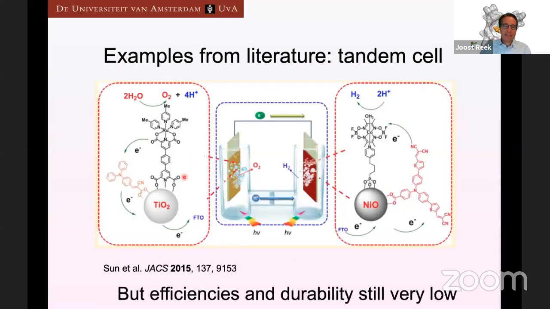And in a second example, again, a ruthenium catalyst and now an organic dye are co-immobilized on titanium dioxide, and on nickel oxide, the other electrode, cobalt again, and again, an organic dye. So these are proofs of principle, but the efficiencies and durability are still very, very low. Right? So efficiencies below 1%.